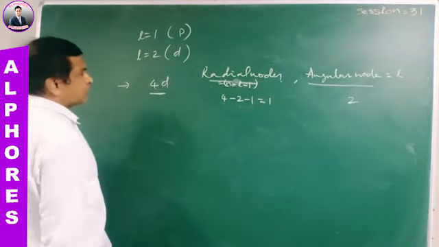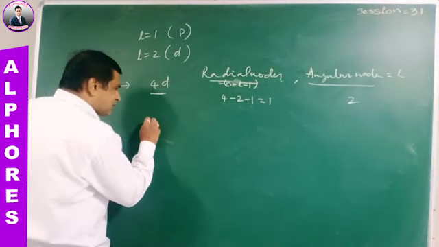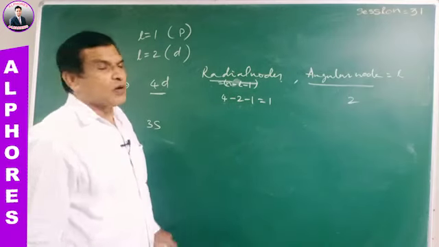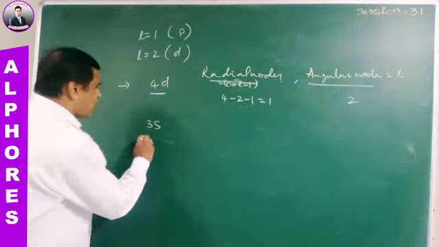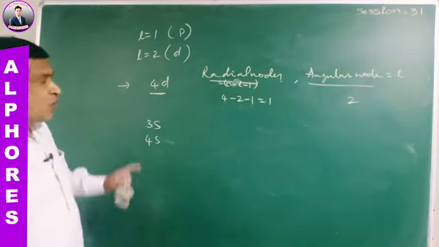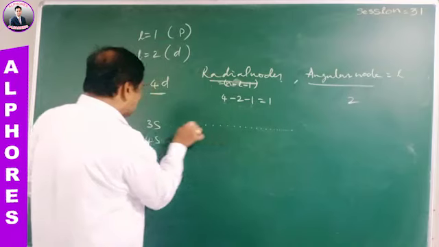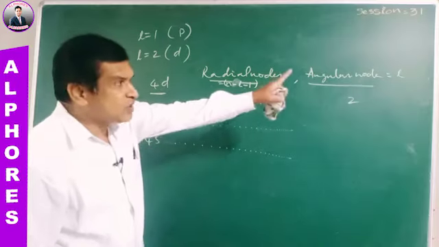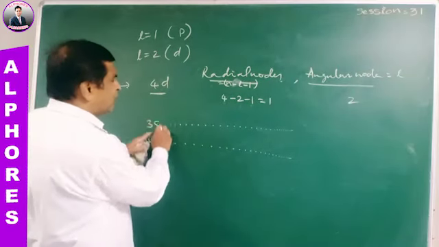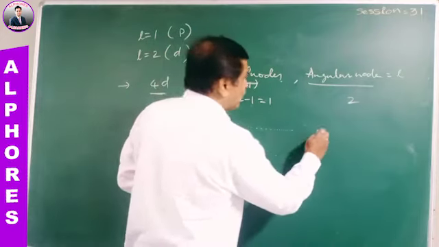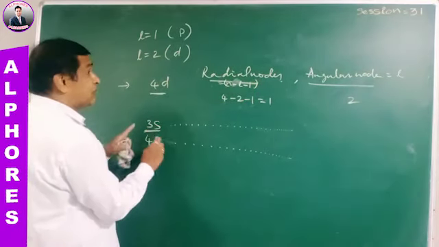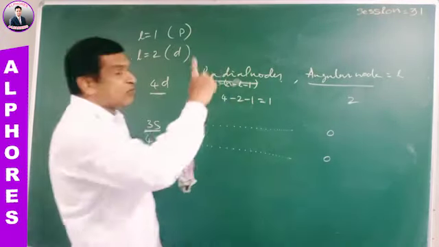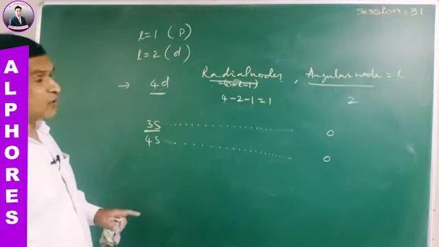Next, one more question based on a similar concept. For 3s orbital, number of angular nodes. For 4s orbital, number of angular nodes. Only the number of angular nodes I am asking, for 3s and 4s orbitals. So the number of angular nodes is always equal to the L value. For any s orbital, L value is 0. Therefore, for 3s orbital, number of angular nodes is 0. And for 4s orbital, number of angular nodes is again 0, because L value is equal to 0. Like that we can answer the questions.